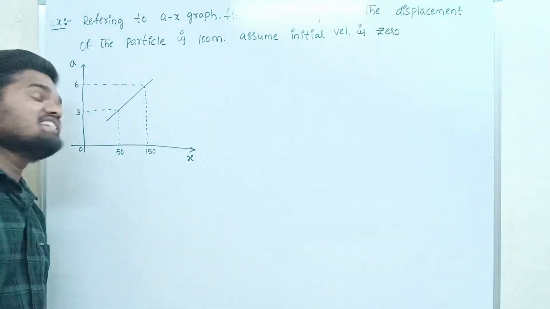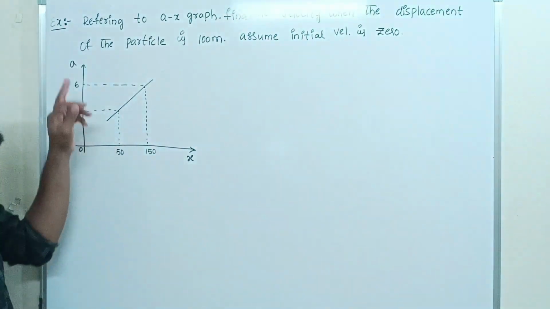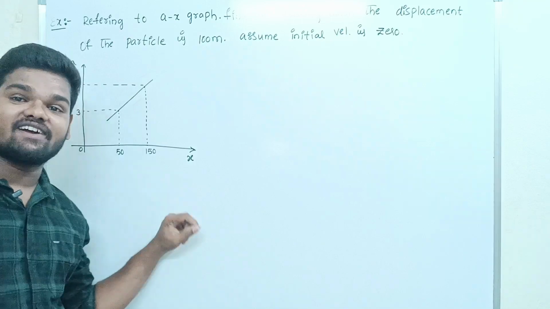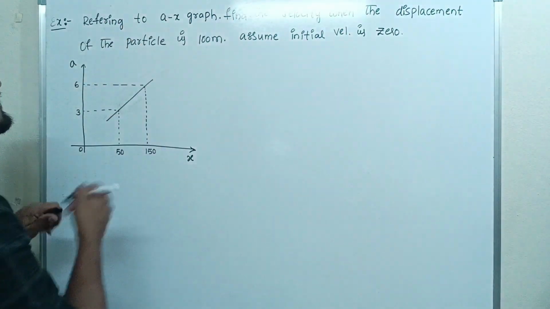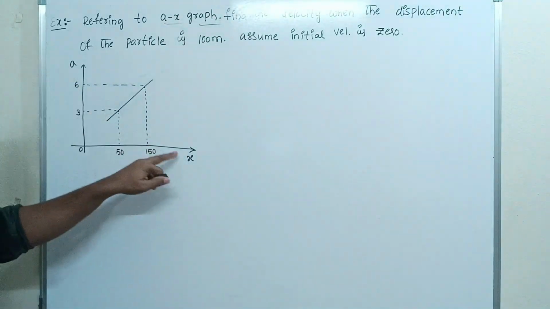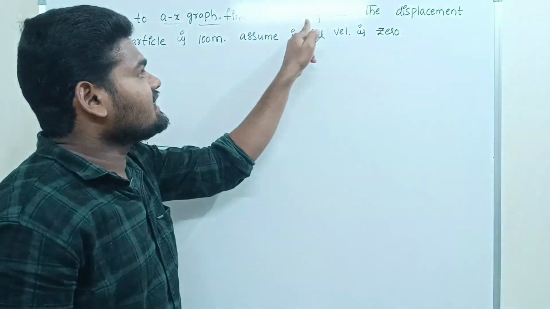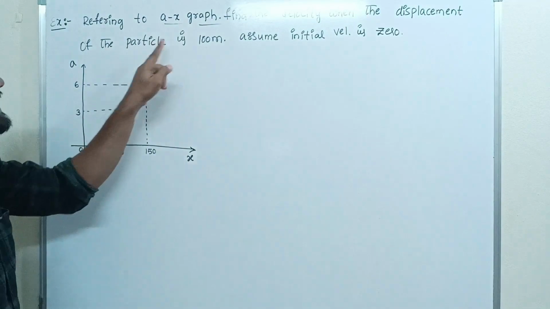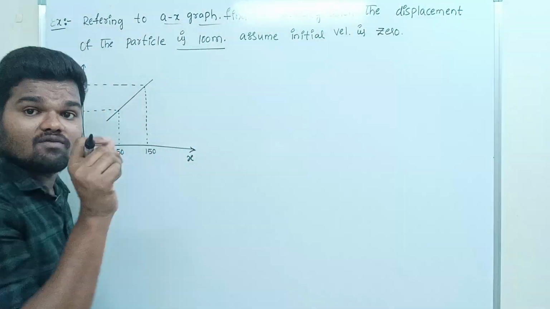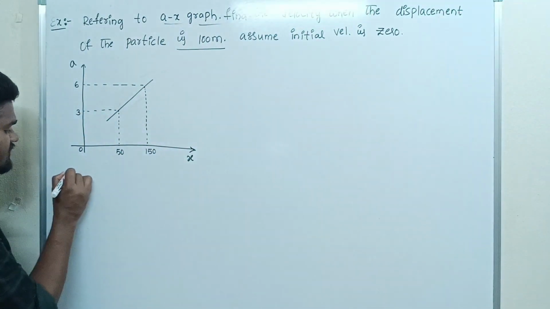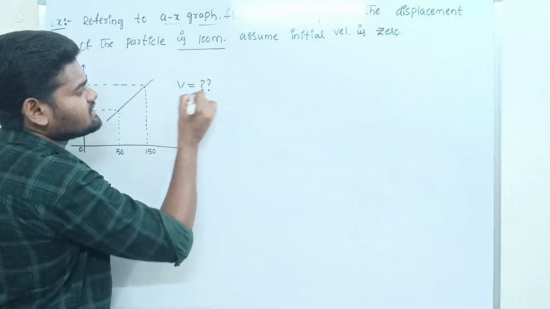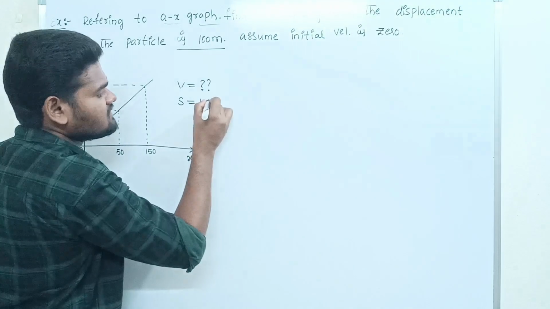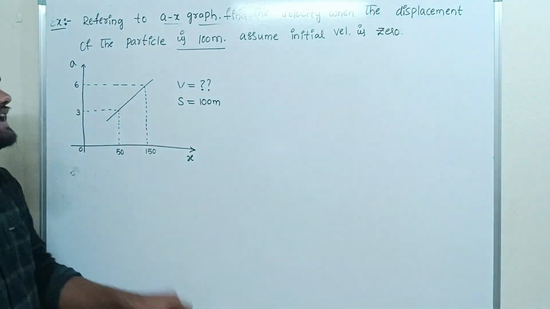Right, so have a look. So this is the example question for acceleration versus displacement graph. Okay, so have a look what they are given. Referring to the a-x graph, they are given one a-x graph. Find the velocity when the displacement of the particle is 100 meters. What are they asking? We have to find out velocity is equals to how much when the displacement of the particle is equals to 100 meters.